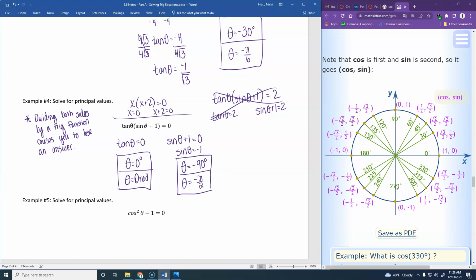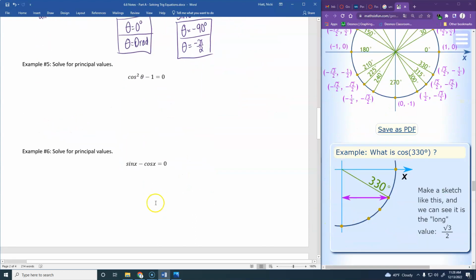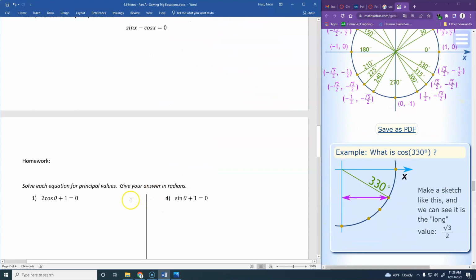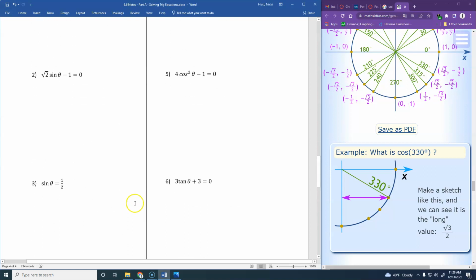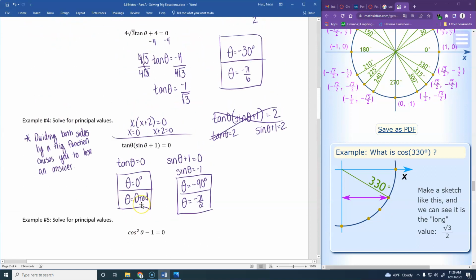On the homework, it's a good idea to try to give both answers. Actually on the homework, 1 through 6, I told you to do radians. Actually, I think I told you to do radians on all these. So this one, even though it's asking for principal values, you get 2 answers because it kind of broke into 2 separate equations.